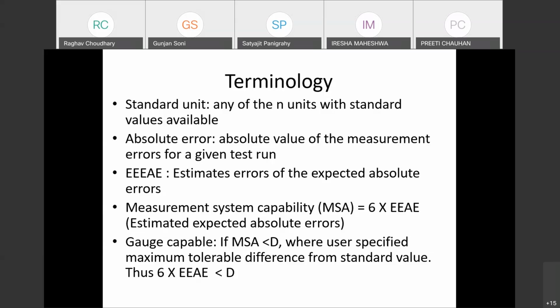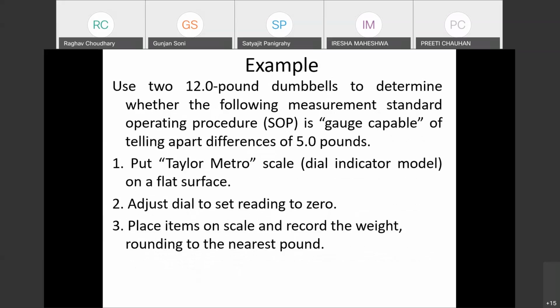Thus it would be 6 into EEAE. If 6 into EEAE is lesser than D, we say the gauge is capable. So these are all empirically driven formulas. The example is somewhat like this.